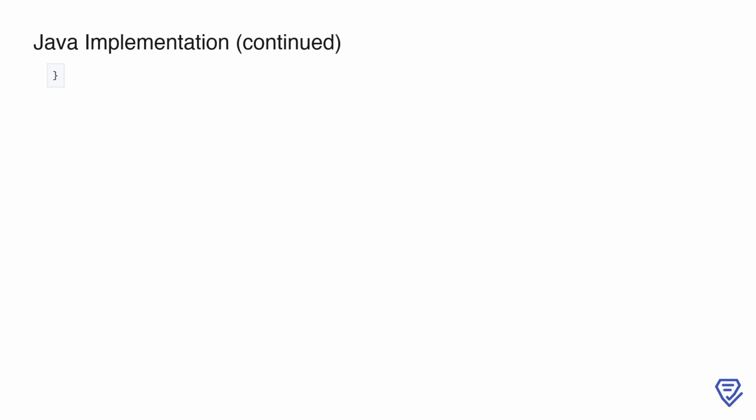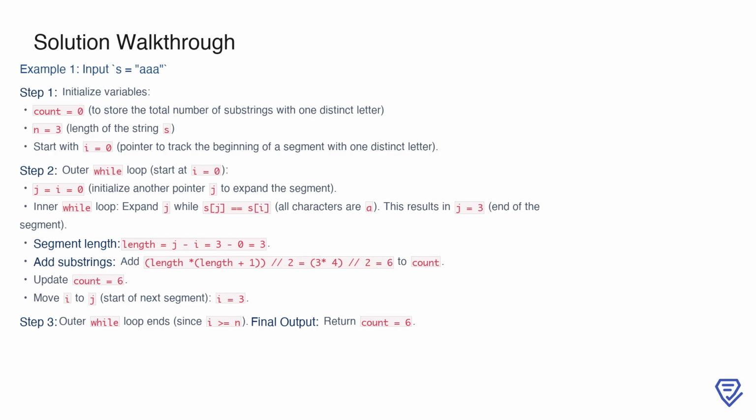Here, we start with the input string s equals "aaa". First, we initialize our variables. Count is set to 0, which will store the total number of substrings with only one distinct letter. The length of the string n is calculated as 3, and we initialize a pointer i at 0 to track the beginning of a segment with one distinct letter.